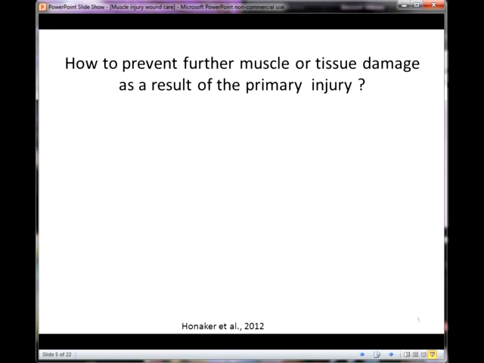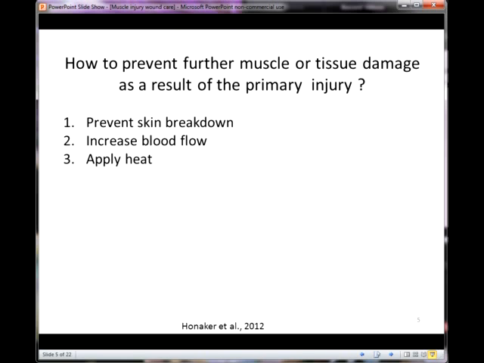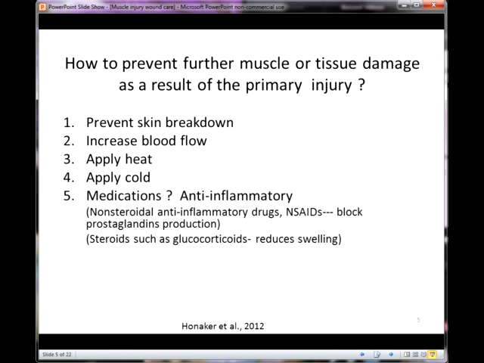So how to prevent further muscle or tissue damage as a result of the primary injury? That's really the main point. One is you don't want the injury to then have skin breakdown any more than already happened from the primary insult. Increasing blood flow seems to be an important factor. In some cases, heat might be useful, or even cold, to keep down the swelling.